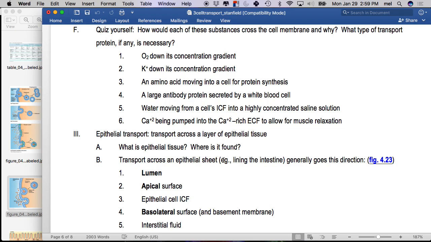Okay. Now, again, potassium going down its concentration gradient across a membrane. What kind of transport? Somebody else raise their hand. I'm not going to let Charles answer this one. I like you very much.